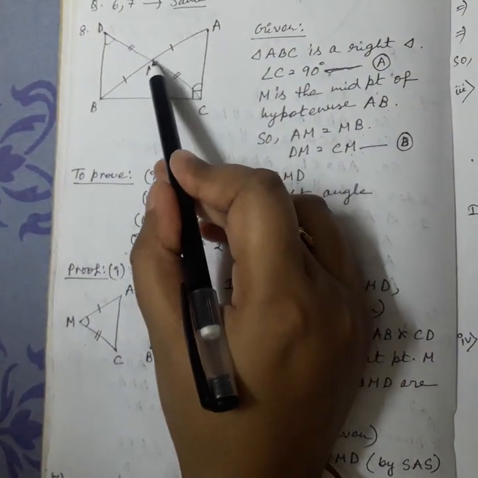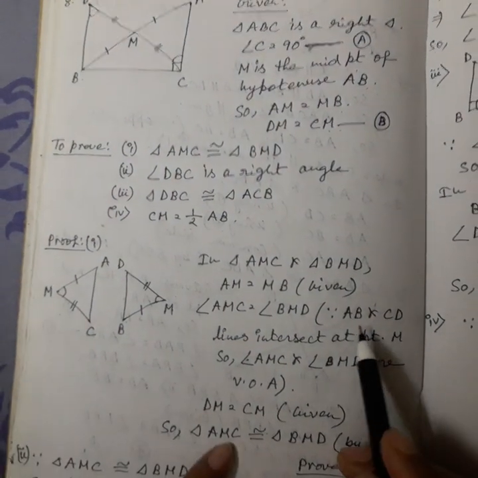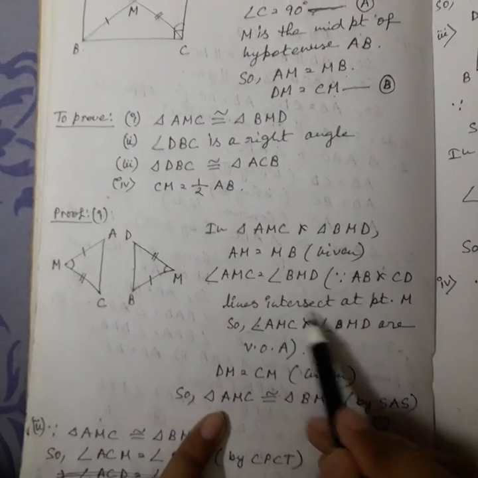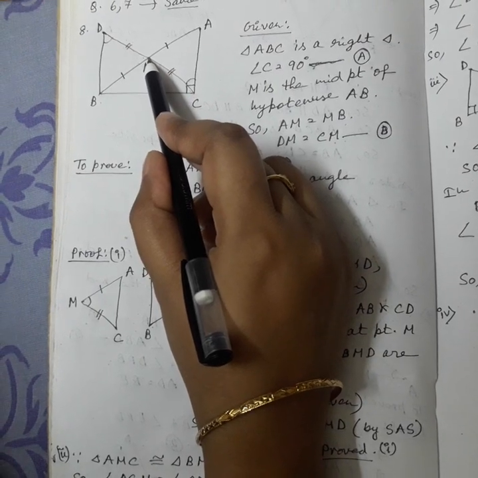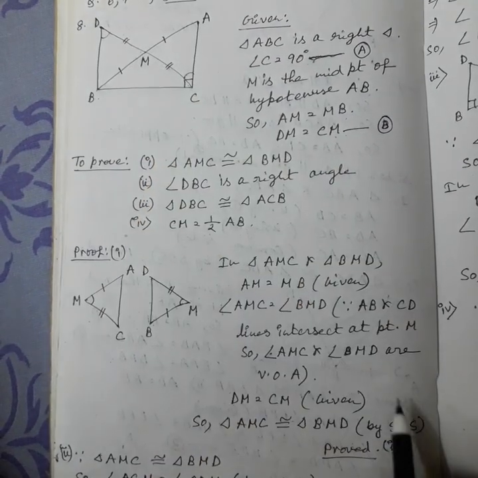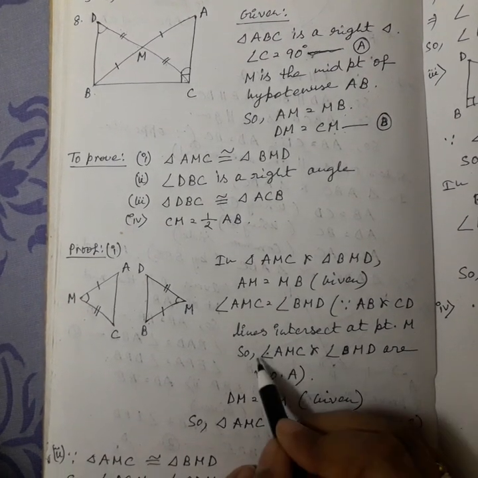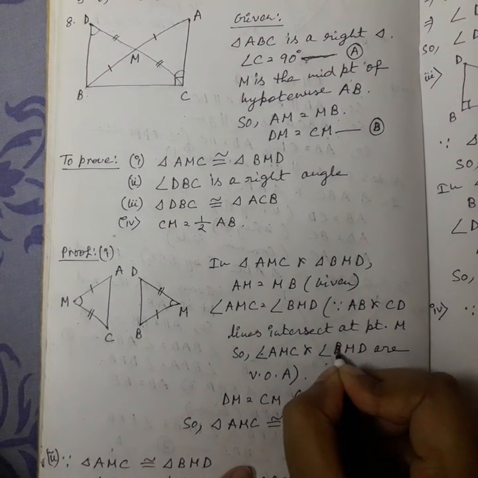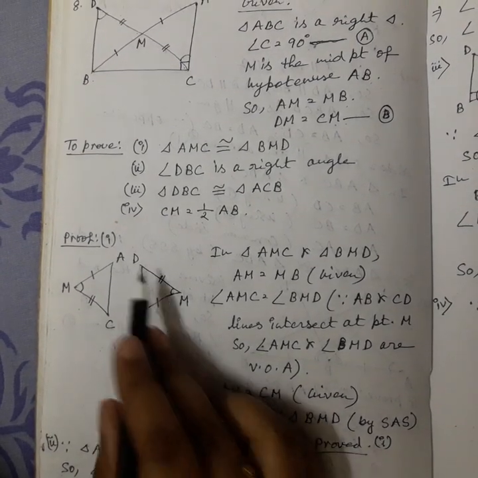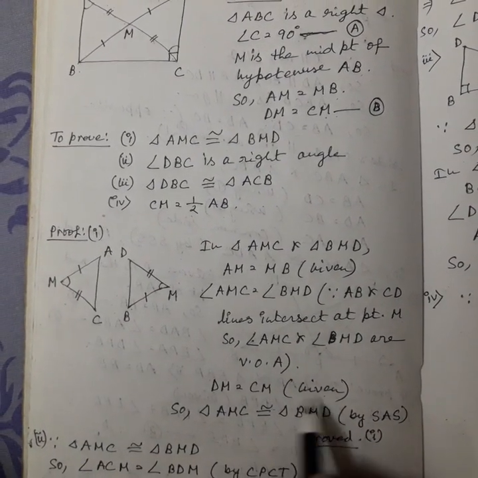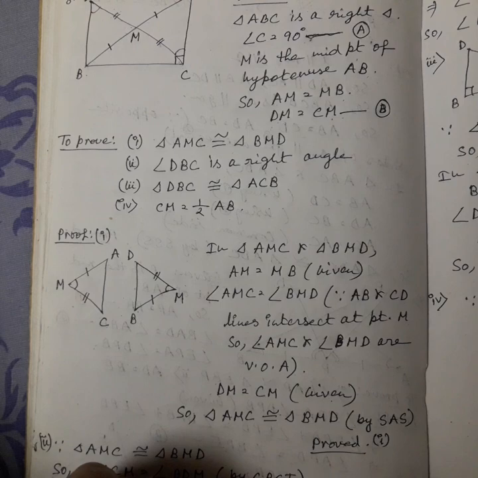See that figure: angle AMC and angle BMD, these two angles are vertically opposite angles, because here we have written, since AB and CD lines intersect at the point M, so angle AMC and angle BMD are vertically opposite angles. So these two angles are equal, and DM equals CM, that is also given. So which property is coming? Side angle side. So by SAS, number 1 is proved.